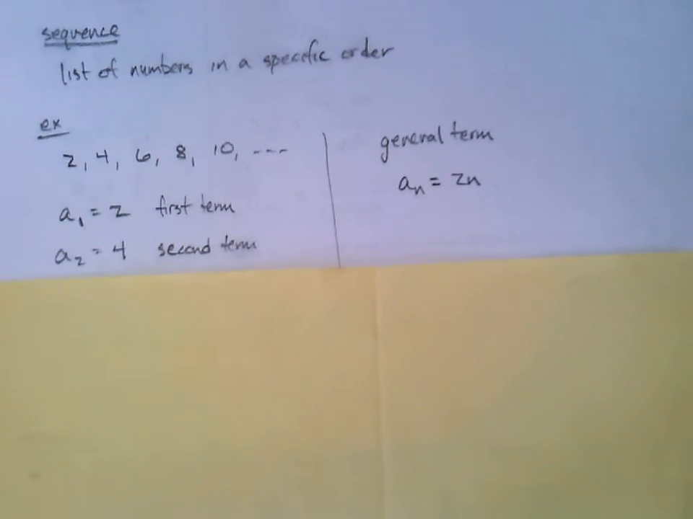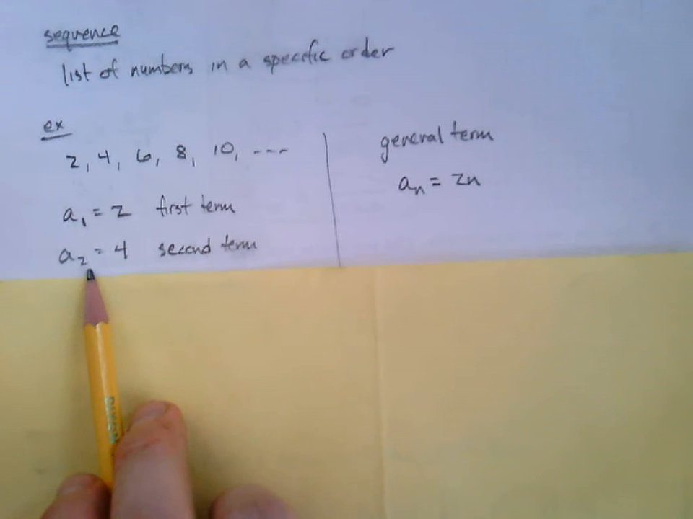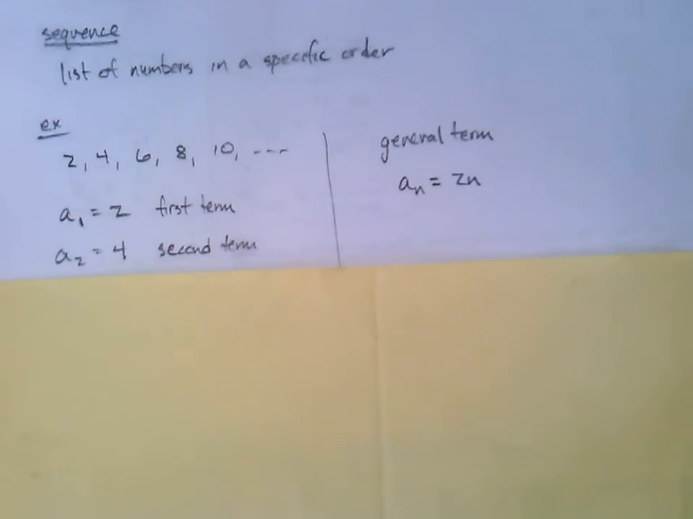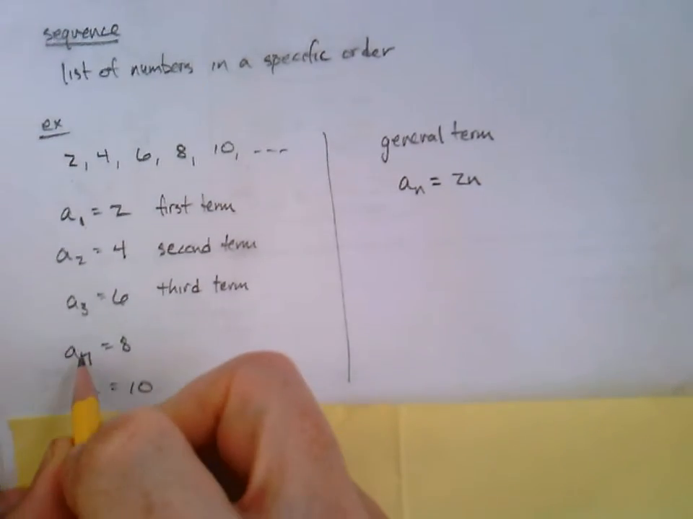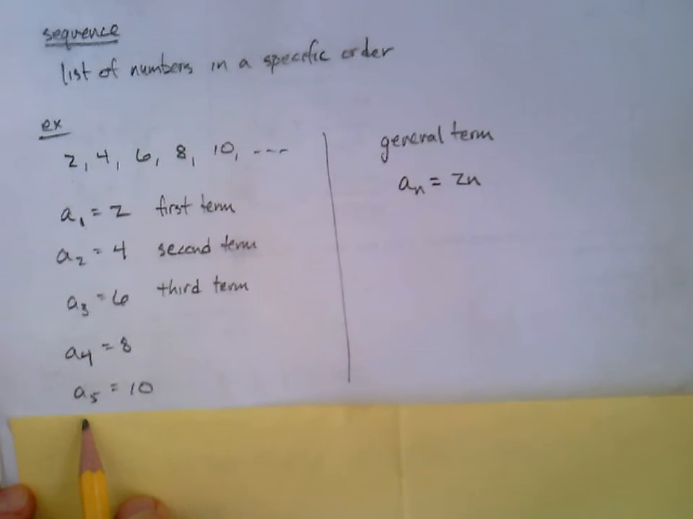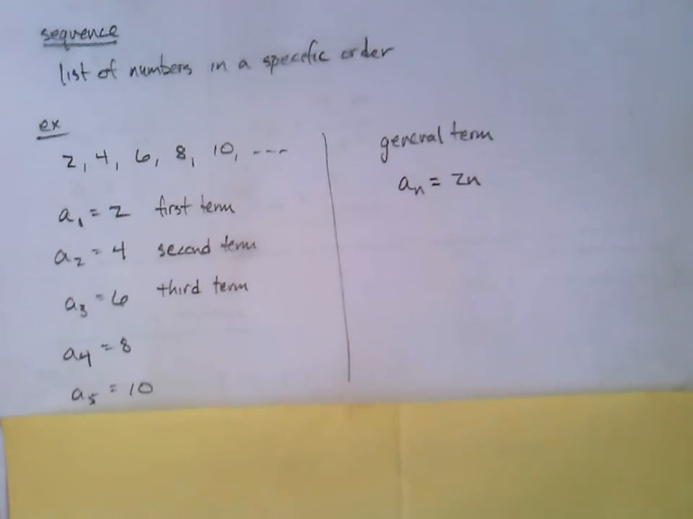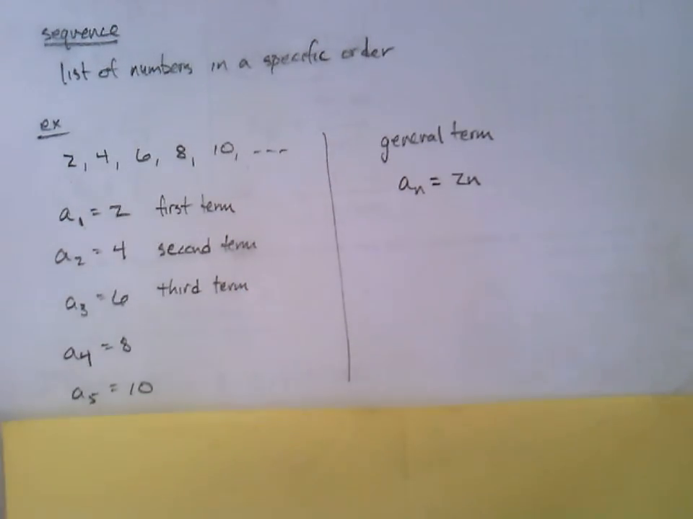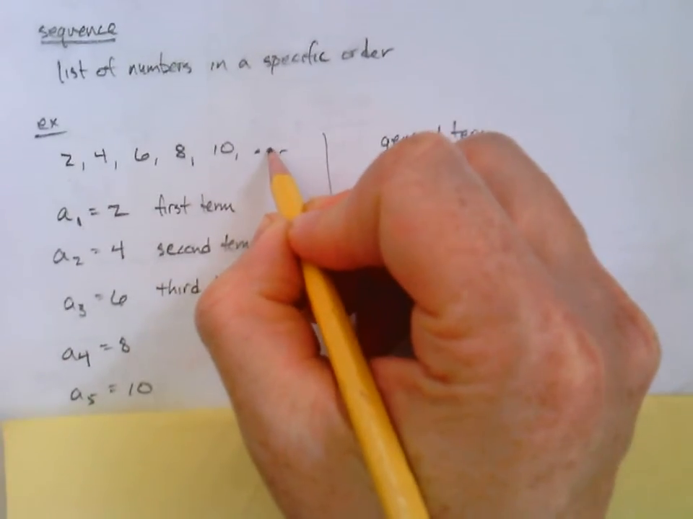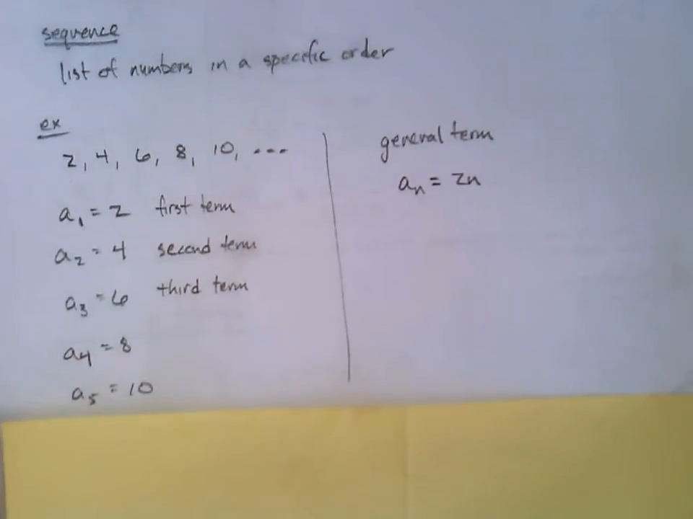And then we could go on. The second term that we'll call a sub 2 is the 4. And the third term, a sub 3 equals 6. And, of course, I didn't write it, but that's the fourth term, a sub 4, equal to 8, and the fifth term, a sub 5, equal to 10. Of course, the sequence goes on forever. Any sequence is always infinitely long. So typically you see this dot, dot, dot to indicate that it goes on in that same pattern forever.